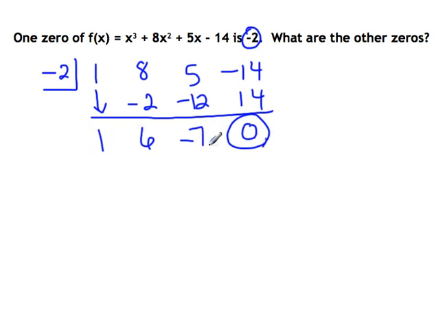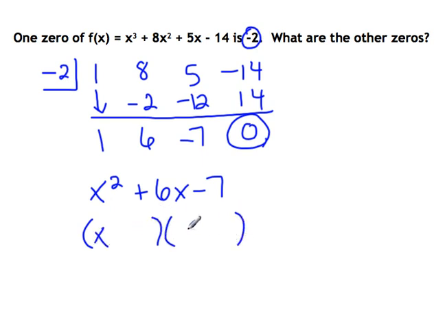Now I'm going to write out what I would have if I divided. My answer would be x squared plus 6x minus 7. Now we're going to factor that. So I've got x and x, factors of 7 that'll give us 6 are going to be 7 and 1. If I need a positive 6, it's got to be plus 7 minus 1. Positive times a negative gives me this negative at the end.